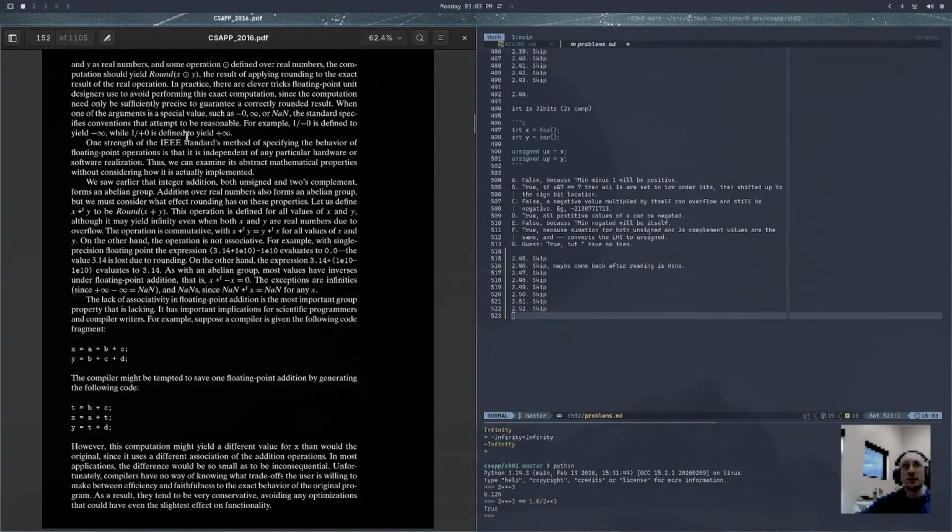All right, so this is the booby operator. That's what I'm going to call this. This is the booby operator.